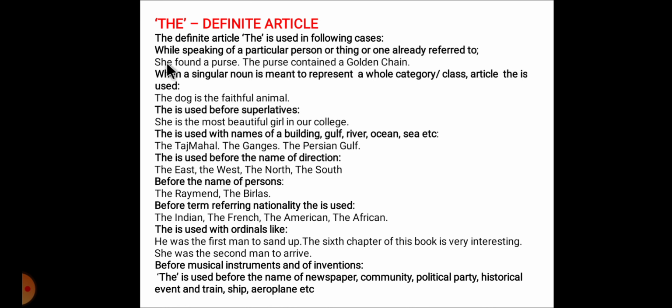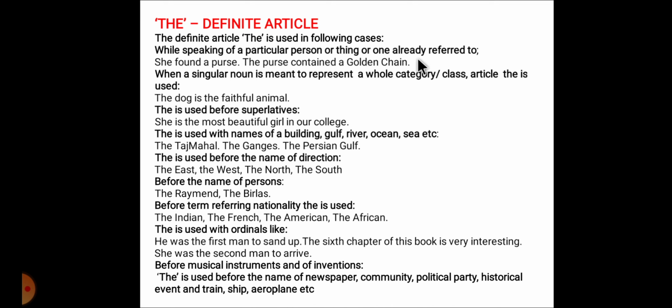Next, that is the definite article. That is a fixed one. The definite article the is used in the following cases. What are the rules we need to understand? From these we will go. While speaking of a particular person or thing, or one already referred to.